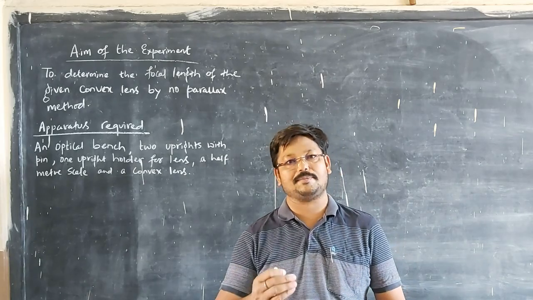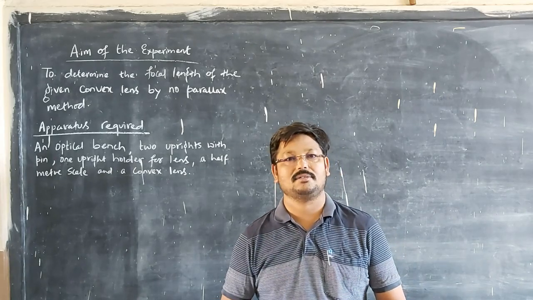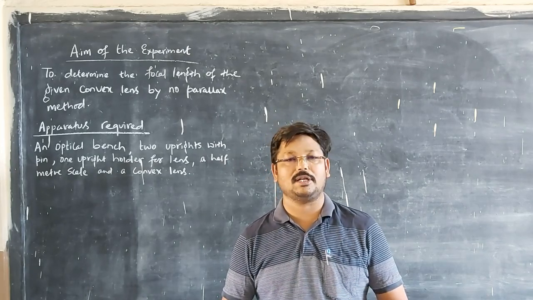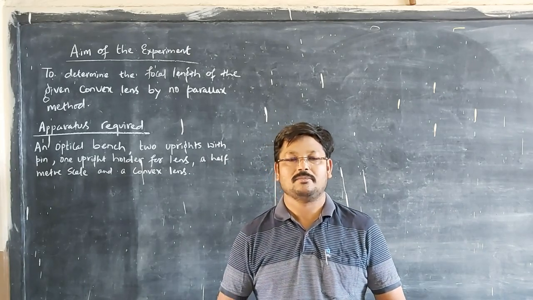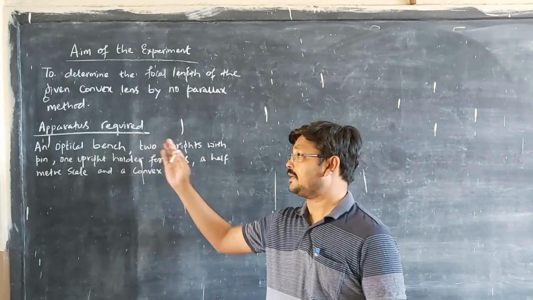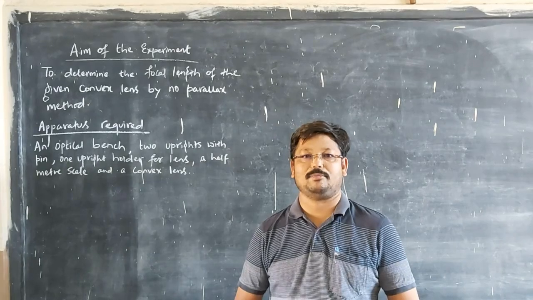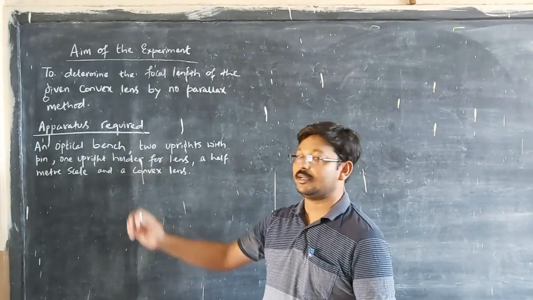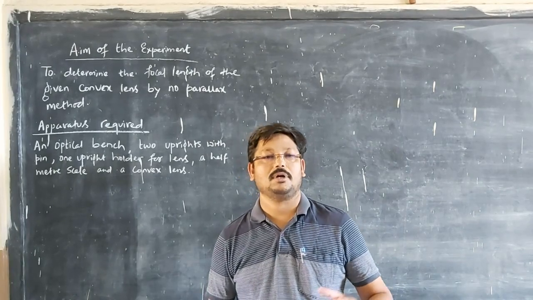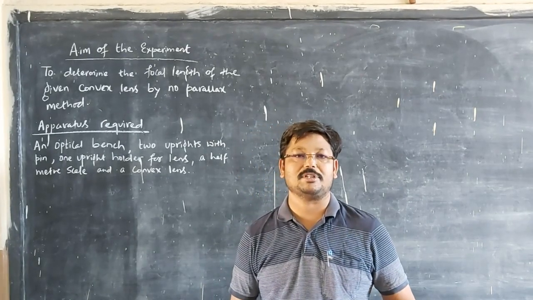First of all, I will explain what is no parallax method, what is parallax and how to remove parallax, how to find the rough focal length of a given convex lens. First of all, I just want to tell you the apparatus required for this particular experiment, and that is an optical bench. Here we are using an optical bench of 1.5 meter, that is 150 centimeter.